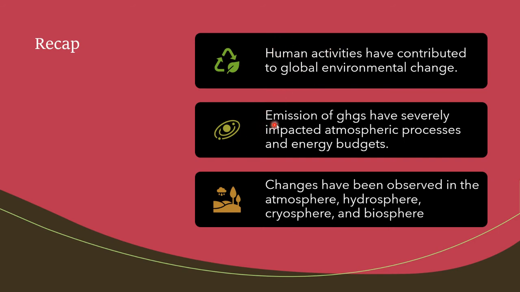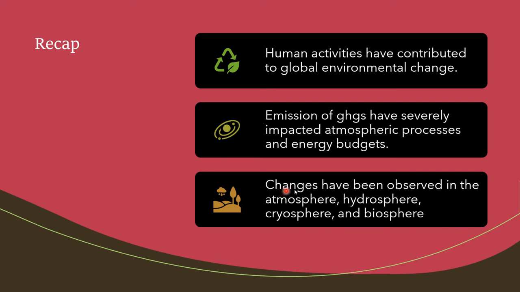And then number two, emission of GHGs, that means greenhouse gases, have severely impacted atmospheric process and energy budget. So lots of greenhouse gases are there. So I will also show you a list of greenhouse gases that impacts the global energy balance. So you've already studied that, how the greenhouse gases actually change the energy balance, how it actually increase the temperature, and the continued effect of global warming as well. So that's also studied about the greenhouse gases. Some of those things will be reviewed again in this lab as well.